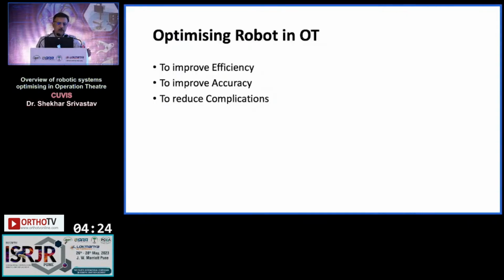Now, when you talk about optimizing the robot in OT, that means you want to improve the efficiency, you want to decrease the time taken for the surgery, you want to improve the accuracy, and you want to reduce the complications.